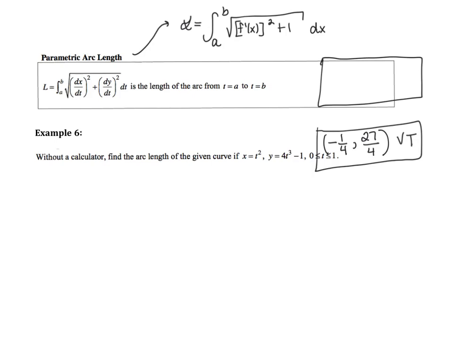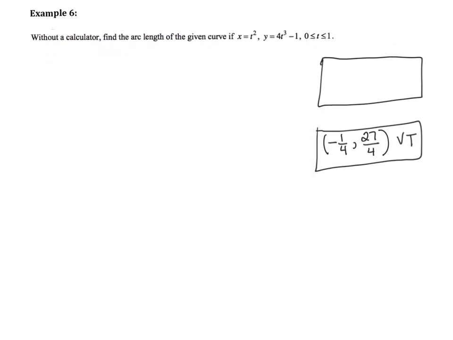And so here we have an example. Without a calculator, we're going to find the arc length of the given curve from 0 to 1. Let's just dig right in by starting to take these derivatives. dx/dt is going to be 2t, and dy/dt is going to be equal to 12t squared. And next I'm going to have to square these.